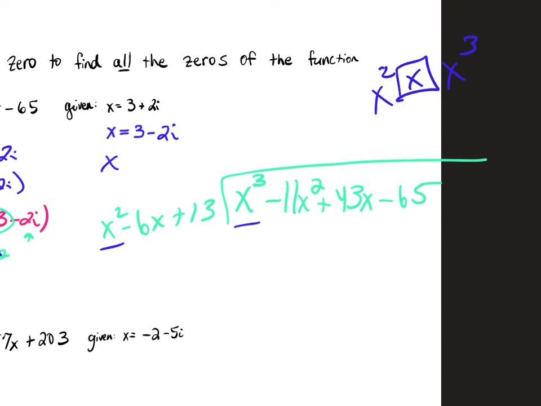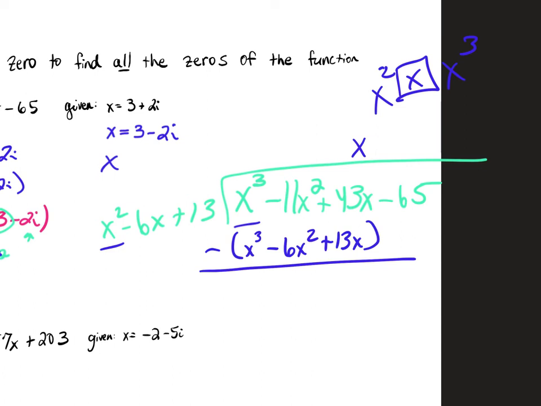X. So I'm going to put it right above my x column. Get your subtraction ready. X times x squared, x cubed. X times negative 6x, negative 6x squared. X times 13 plus 13x. Yes? Change, change, change, change. What's 43 minus 13? 30. 30x, right? Negative 11 plus 6 gives me negative 5x squared. My x cubes cancel out, bring down that minus 65, and we're going to do it all over again.